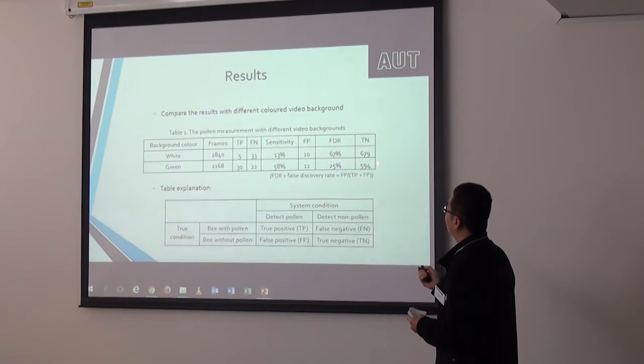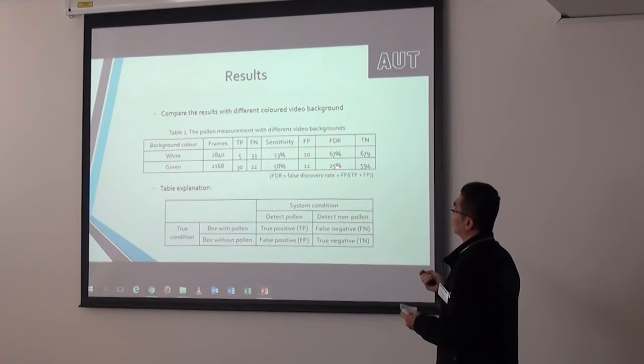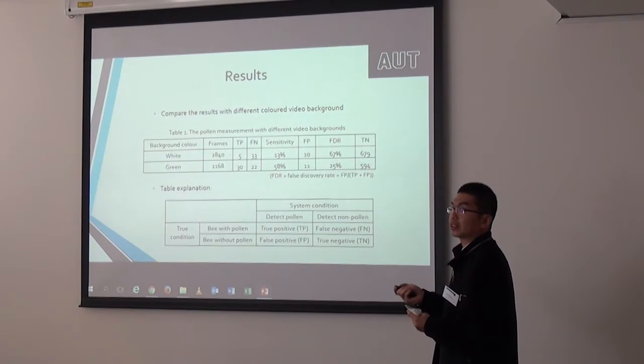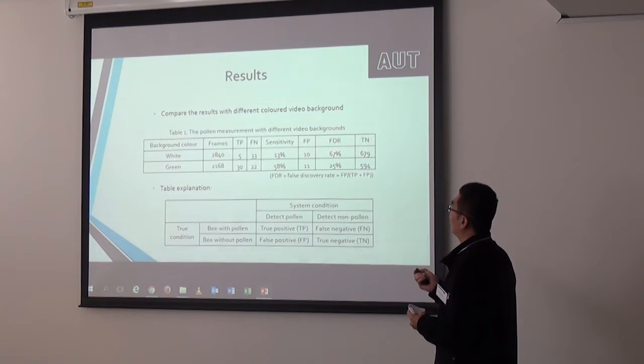And the true negative result I've shown here, you can see there is a huge group that doesn't have pollen. And I'm just looking for a certain small group of bees, even in the harvest season. The FDR shows how much pollen my system will count going into the hive. And this one will show how many of the numbers are mistakes. So I got a very high mistake rate here and a very low mistake rate in green.